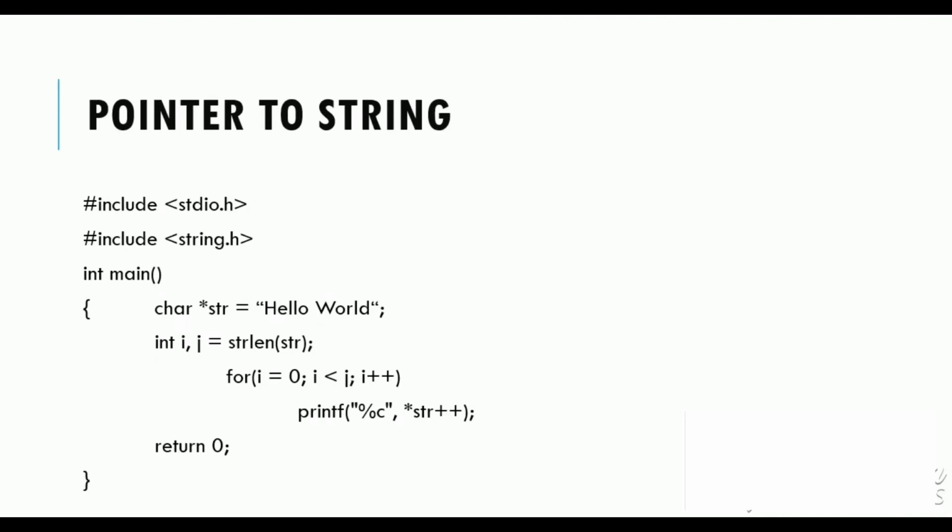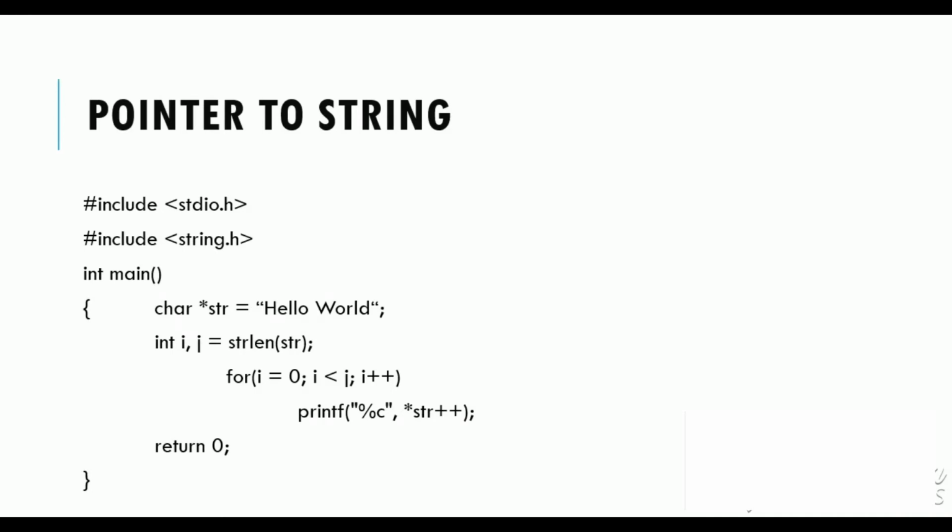Now what it does is, in the second line of the main function, we have declared two variables i and j. Here what is j doing? j is storing the length of the string with the strlen function, which is a string function. In the loop you can see that i runs from 0 till j, that is the length of hello world, and str plus plus is incrementing.